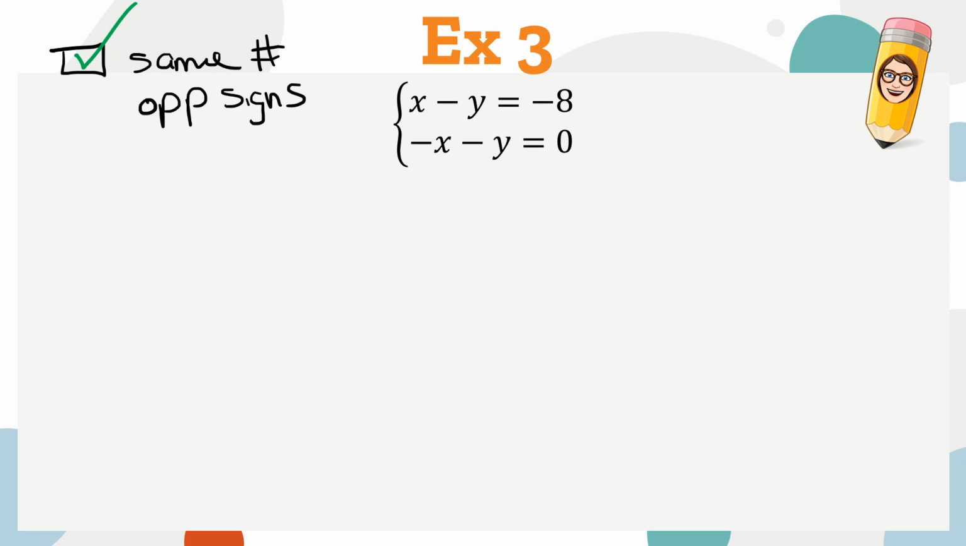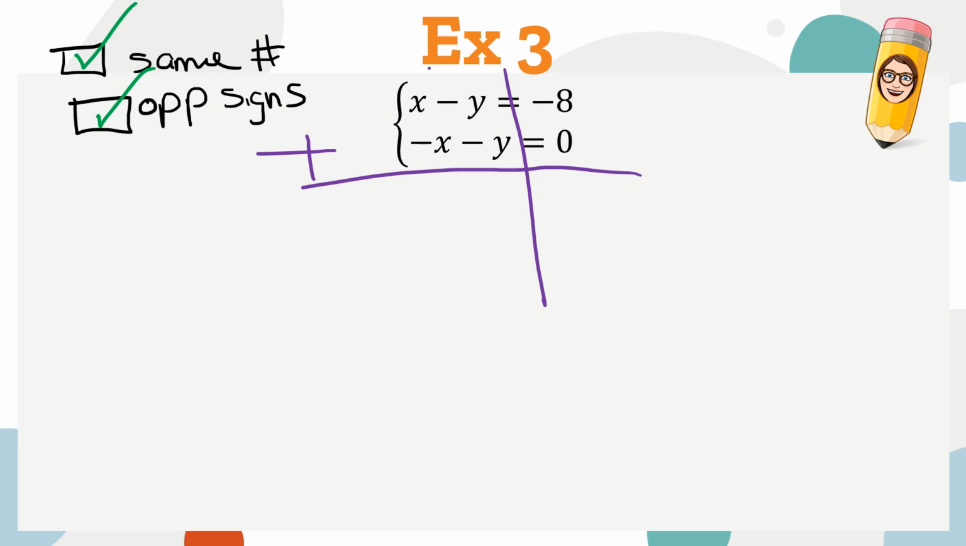But let's take a look for opposite signs. The Y's are both negative. The X's are opposite signs. So let's choose to eliminate the X's. So we're going to draw a line and do some old school addition. X plus negative x, it goes away. Be careful here. This is negative 1y plus negative 1y, negative 2y. Then we have negative 8 plus 0. We've got a little equation to solve.